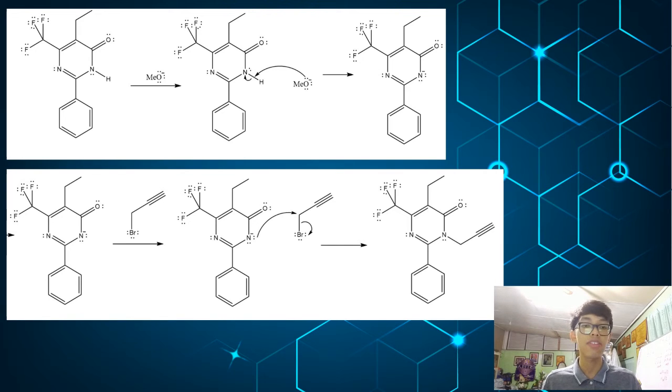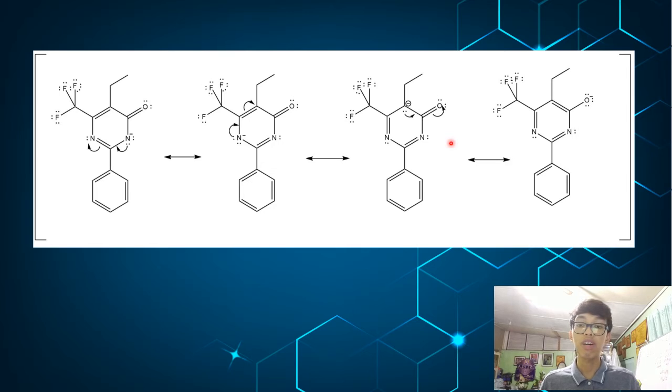Now the thing is that this anionic intermediate here is resonance stabilized, and it is due to this resonance stabilization that would lead us to compound B. Now these are the resonance forms of the anionic intermediate.